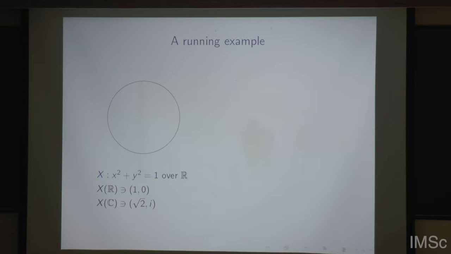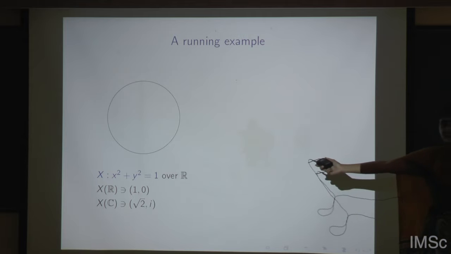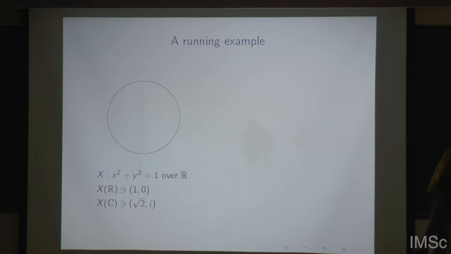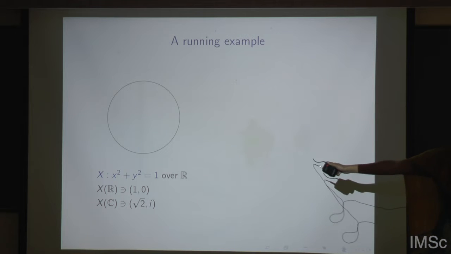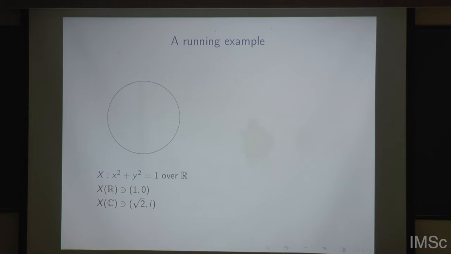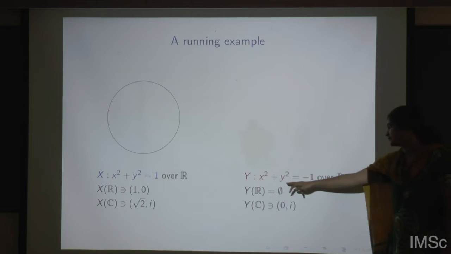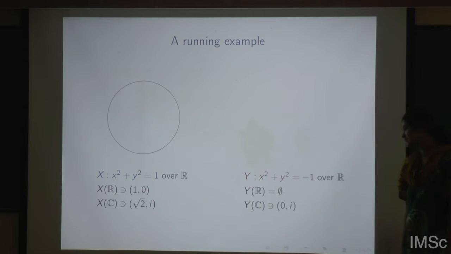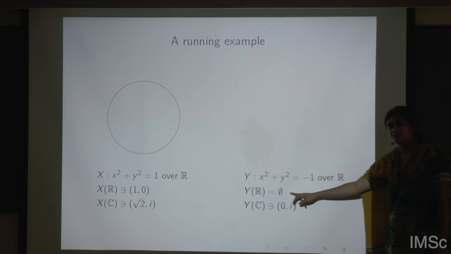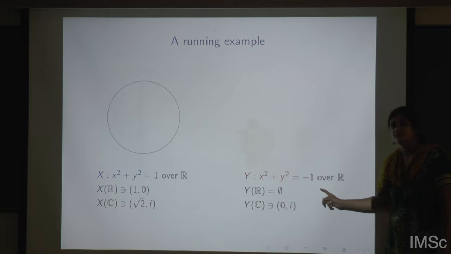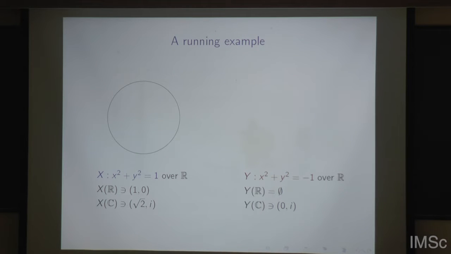Let me try to give you a running example to keep in mind. Here is a real circle, so you're working over the reals. You have x squared plus y squared equals 1. What's a real point? (1, 0) solves this equation. Here's another, a complex point: hopefully (root 2, i) also solves the equation. So you have lots of complex points, lots of real points, etc. Now let me slightly twist the equation. Instead of x squared plus y squared equals 1, let me look at x squared plus y squared equals minus 1 over the reals. Now this does not have any real solutions, but of course you have complex solutions. So this has no rational points, that's the point.